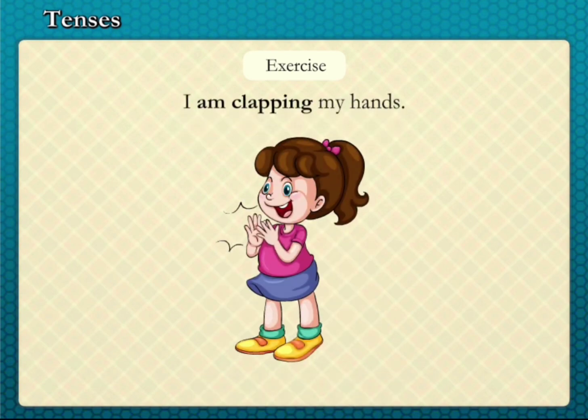I am clapping my hands. What will this sentence be in the simple past tense? I clapped my hands.